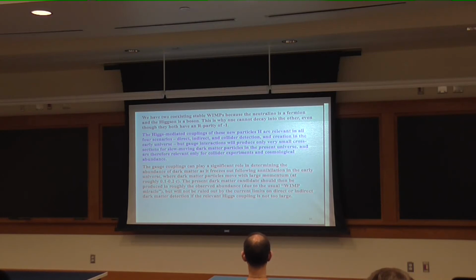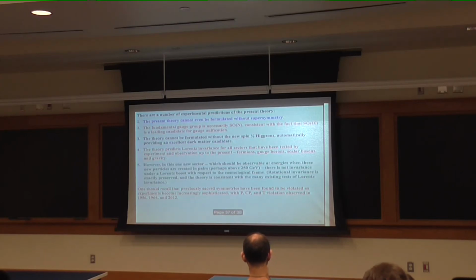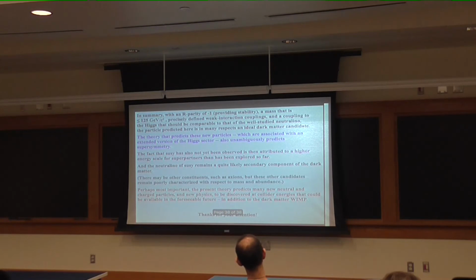Let me just skip over some of these other things here. Let's just say we do have the WIMP miracle. I'm seeing this 10 minutes after, so I'll go very quickly. So we have the WIMP miracle. The gauge interactions are relevant here. The problems that supersymmetric candidates had, that the neutralino has, don't seem to be there because the couplings are different. And so, finally, these particles do have, like the neutralino, an R-parity of -1.